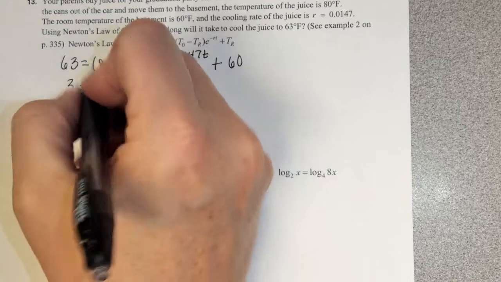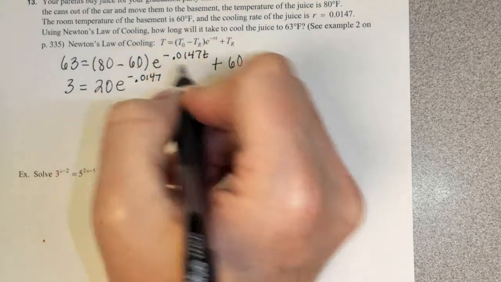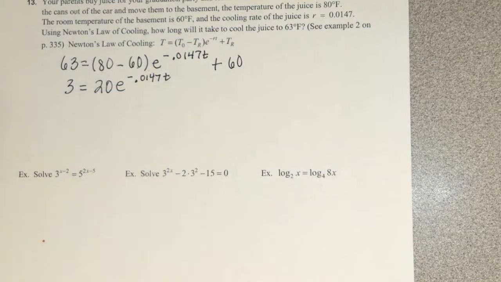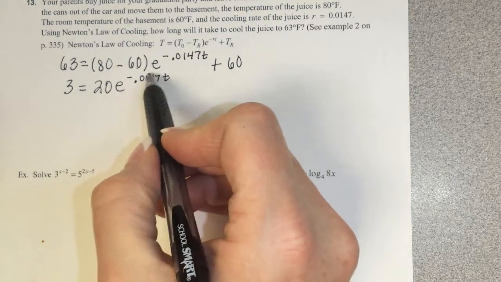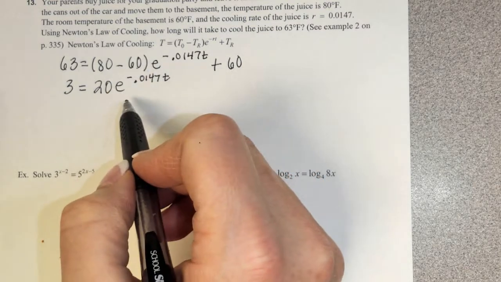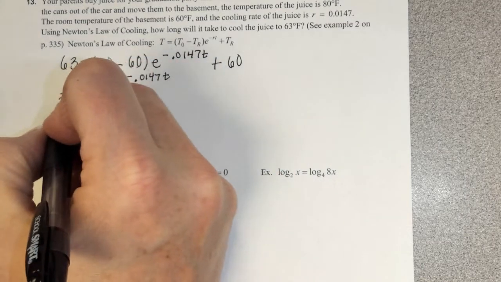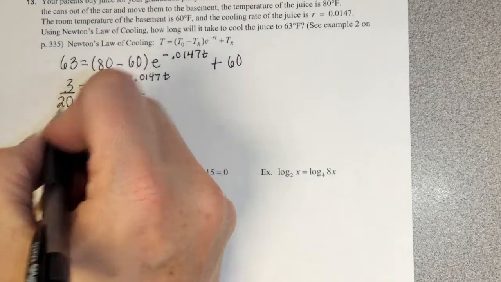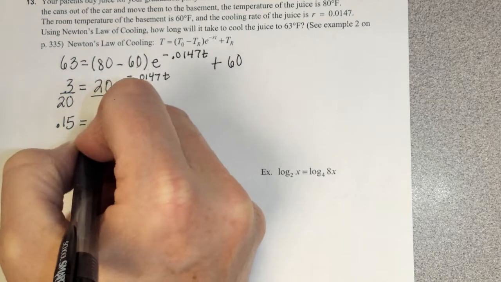Might as well go ahead and do this too, right? Kaylee, what now? I want to get this stuff all by itself. Divide by 20. You can always divide by that coefficient of e, or the coefficient of the base. You can't divide by the base itself. 3 over 20 is 0.15. I'm going to write it as a decimal.